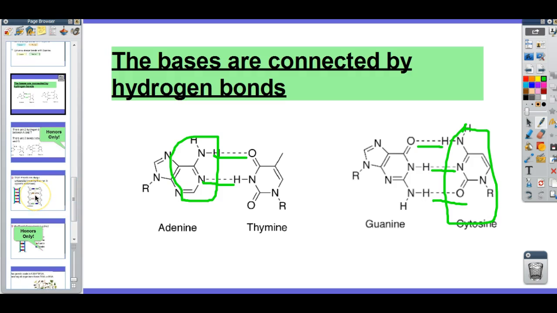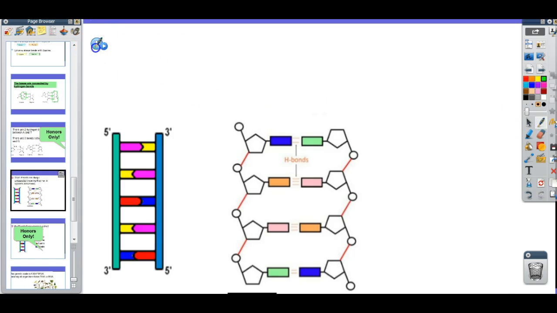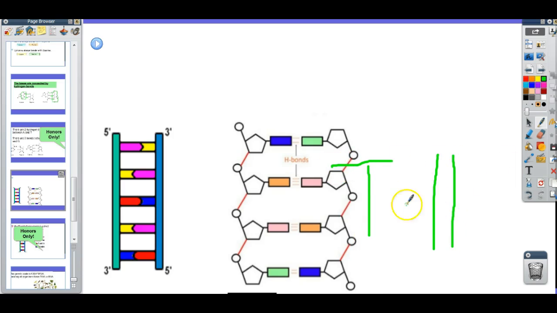All right, and then last but not least, this is the last thing we're going to write. The DNA strands, we call them anti-parallel. Let's think for a second, what does parallel mean? Parallel means they never run into each other, right? Like train tracks, okay? Remember from math, perpendicular is like a T, parallel is like this. Now, anti-parallel means one strand goes one direction, the other strand goes in the other direction.